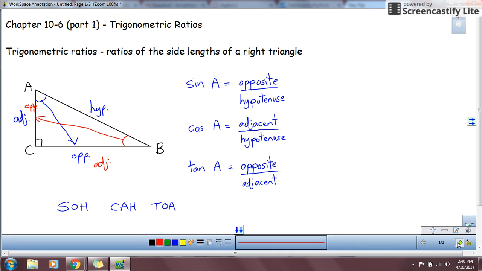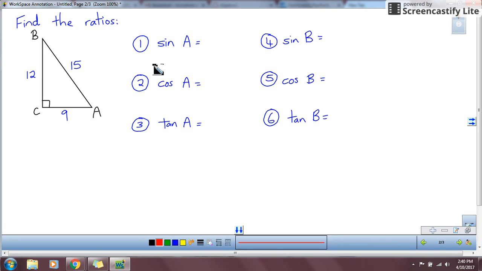Let's have a look at these examples here. If we look at sine of A, this is angle A here. Sine means the opposite of A. So the side that is on the opposite side of the triangle is 12. The hypotenuse is your longest side, which is 15. From here we can reduce our fraction, and we're going to get 4/5. This is all we're doing if the question is find the ratios. This is a ratio. That's all we're doing.